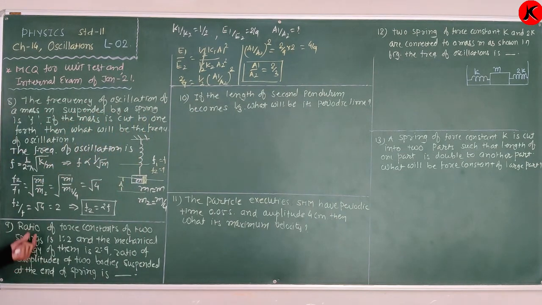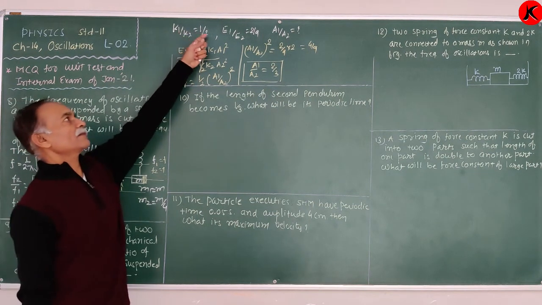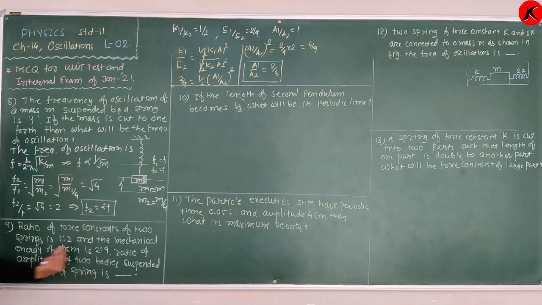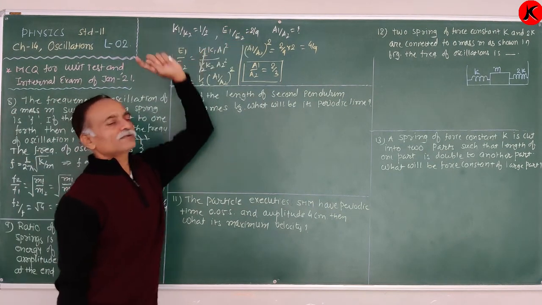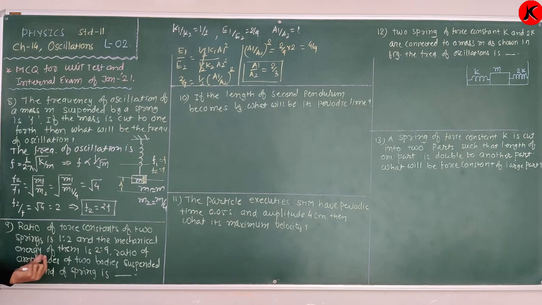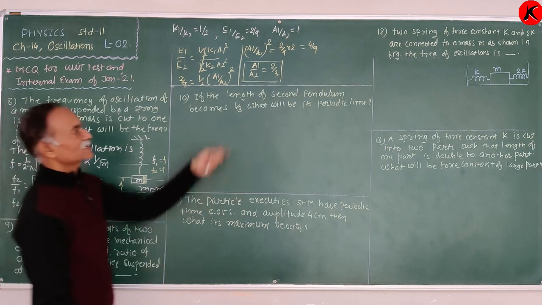Again, the ratio of force constant of the two springs is 1:2. Therefore, K1 upon K2 is 1/2. And the mechanical energy of them is 2/9, so E1 upon E2 is 2/9. What is the ratio of the amplitude of two bodies suspended at the end of the spring? We have to find out the ratio of the amplitude.